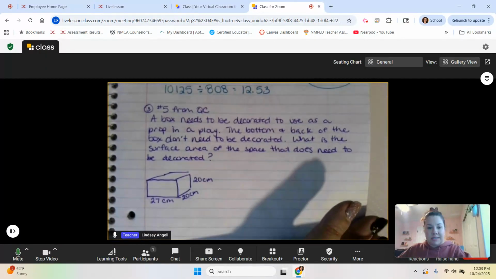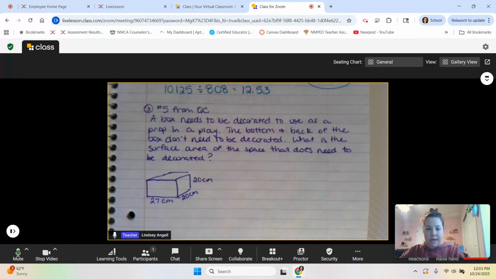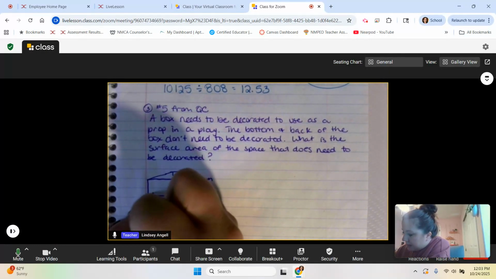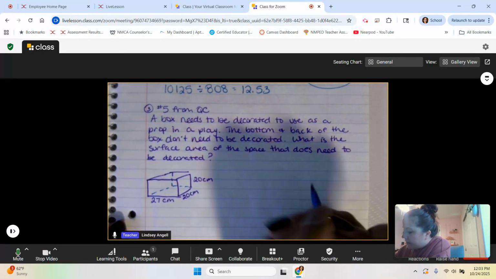All right, this next one, this is number 5 from your quick check. A box needs to be decorated to use as a prop in a play. The bottom and back of the box don't need to be decorated. What is the surface area of the space that does need to be decorated? Okay, so for this one, we don't need the bottom and we don't need the back, right? So I still need to keep track of everything though, right?